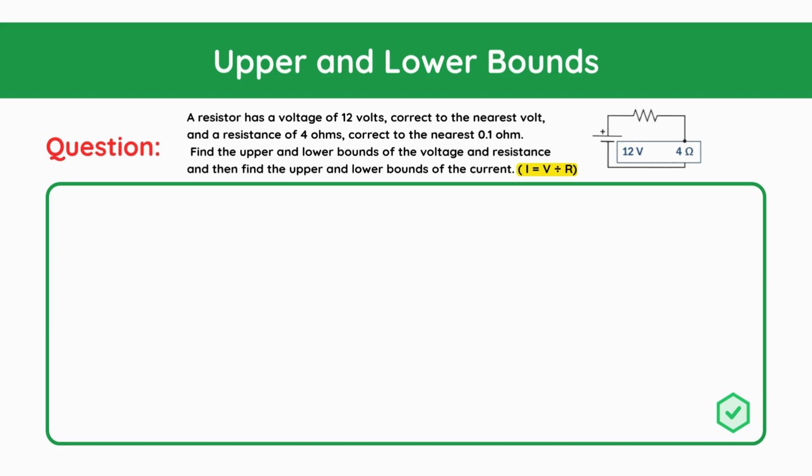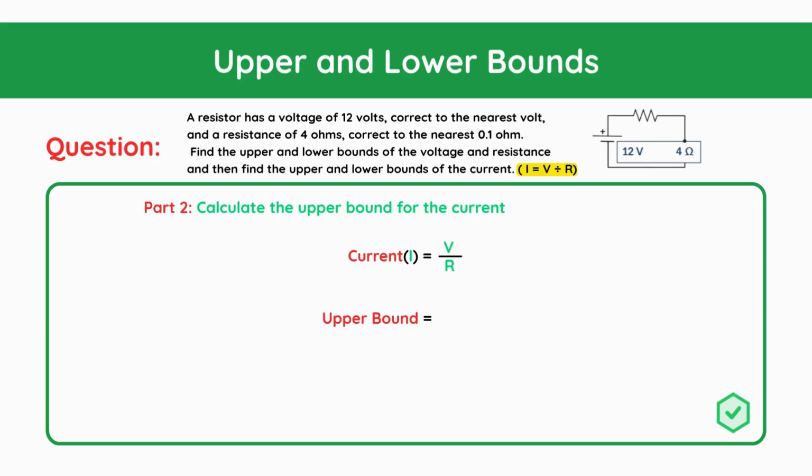Now we move on to finding the upper bound of the current. Since current is voltage divided by resistance, we follow the rule for fractions. To find the largest value of the current, we take the upper bound of the numerator and divide it by the lower bound of the denominator. That gives us 12.5 divided by 3.95, which is approximately 3.165 when rounded to 3 decimal places.